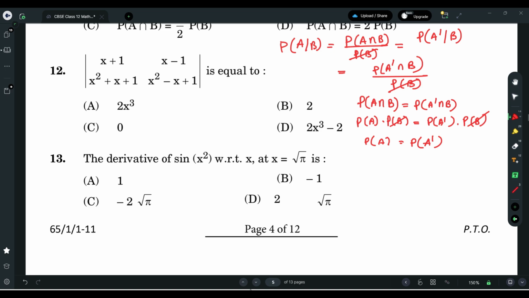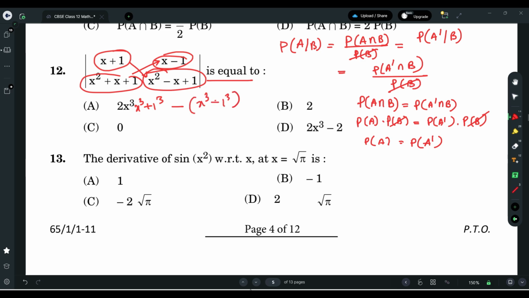Problem number 12, this determinant is equal to, observe that this into this and this into this, and in between there is minus. So if you multiply x plus 1 and x square minus x plus 1, that would give x cube plus 1 cube, and multiplying these two will give x cube minus 1 cube. So that means x cube plus 1 minus x cube plus 1. That means 2 is the answer. So option number B is correct.